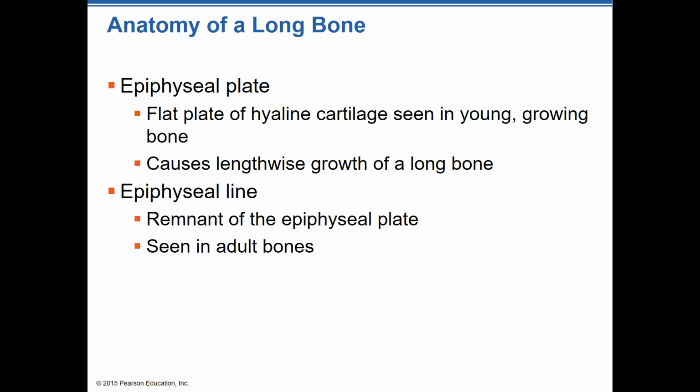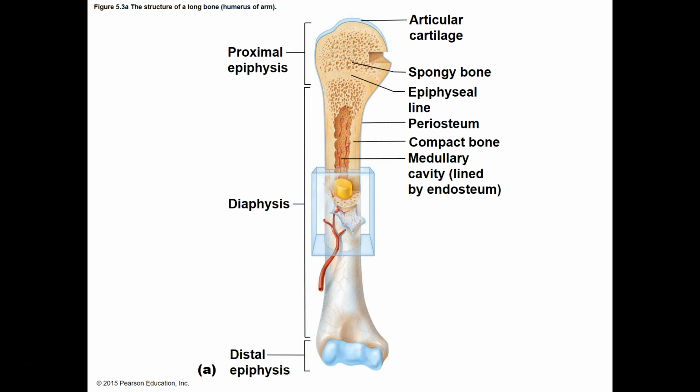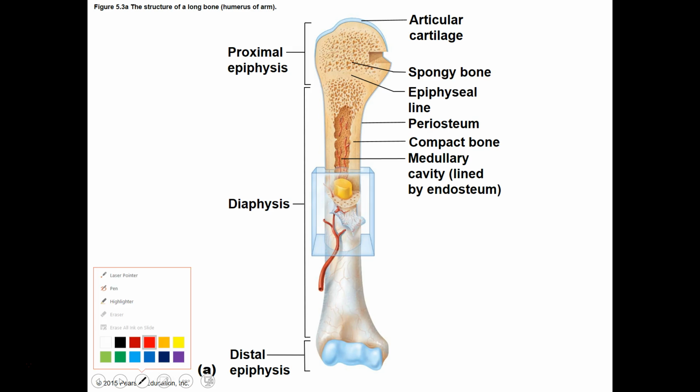So there's also an epiphyseal plate. We've probably heard about these before. This starts out as a hyaline cartilage while we're young, and as we grow older it goes away, but it causes the lengthwise growth of a long bone. And once that plate has closed off, we usually see the remnant of that plate, and we call that the epiphyseal line. And we see that in adult bones. We'll take a lot closer look at that right here. Oh gosh, I'm sorry, that's not what I wanted to do.